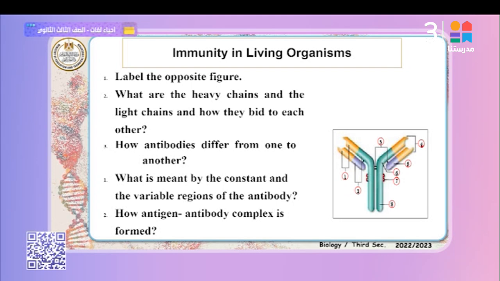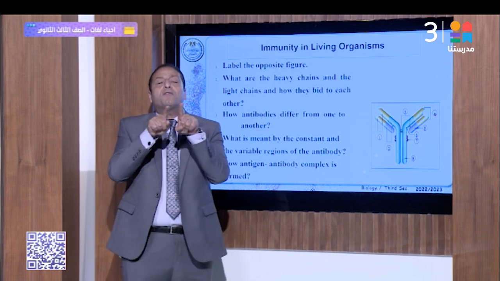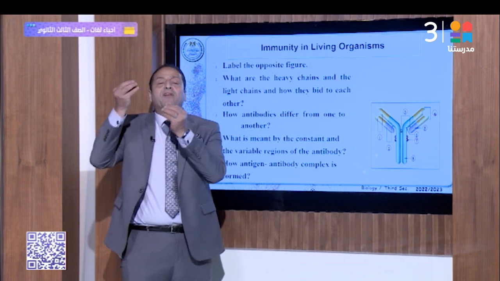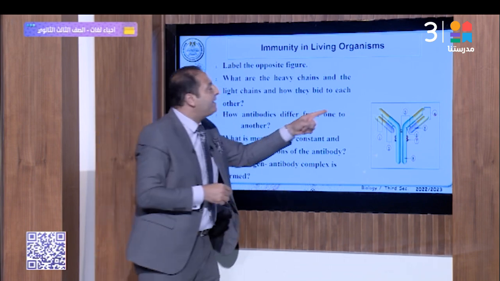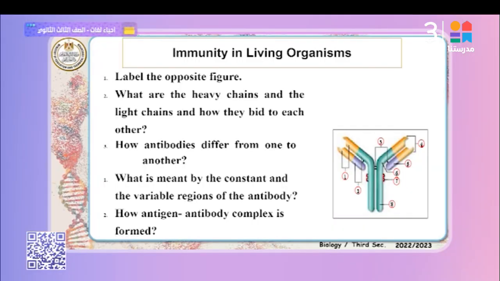What are the heavy chain and the light chain and how do they bind to each other? Light chain is the short chain. Heavy chain is the long chain. Both of them bind together by disulfide bond. The light chain and heavy chain bind by disulfide bond, and the two heavy chains or long chains also bind by disulfide bond.